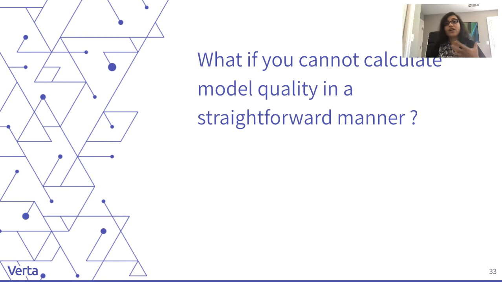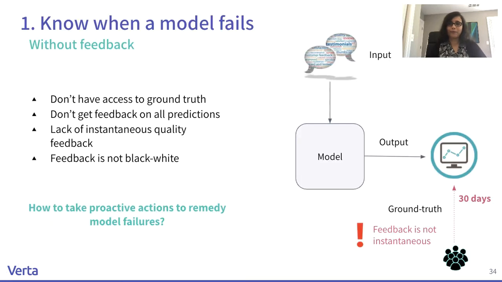So what if you cannot calculate model quality so easily, right? In the previous case, you had access to ground truth, you could calculate accuracy, and you could drill down further, look at the confusion metrics, which is all great. But do you always have access to these quality metrics? The reason being, you don't have access to ground truth all the time. And what we have seen is this is very common in production scenarios. Folks do not have access to ground truth.